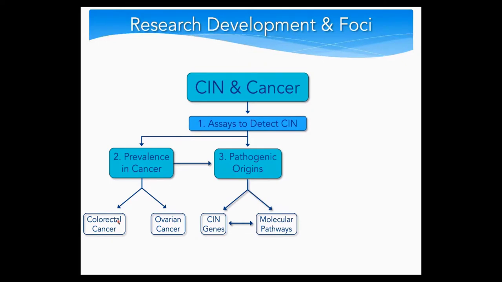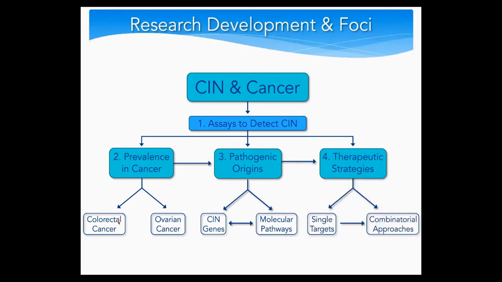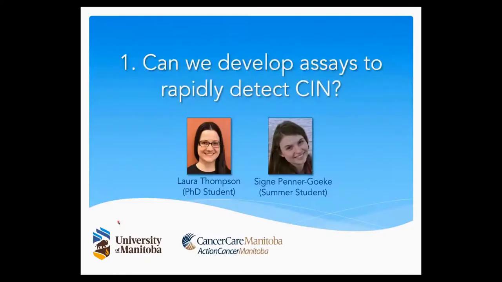The third vignette is really going to talk about the pathogenic origins. If we can prove that CIN is associated with these cancers, what are the aberrant genes that are actually driving that CIN phenotype? And the fourth one that I'll go into are the therapeutic strategies that are designed to specifically exploit defects in those CIN genes through synthetic lethal paradigms. Some of our work as far as identifying single targets, and more recent work where we're trying to look at combinatorial approaches. So to begin with, I'll start with the first vignette, which is really, can we develop assays to rapidly detect CIN?